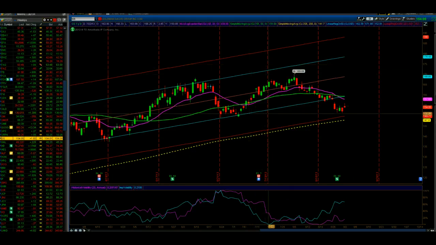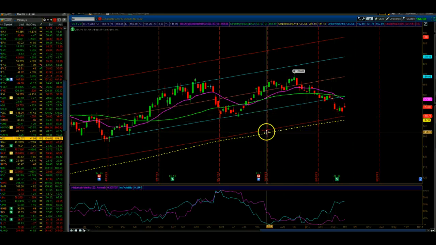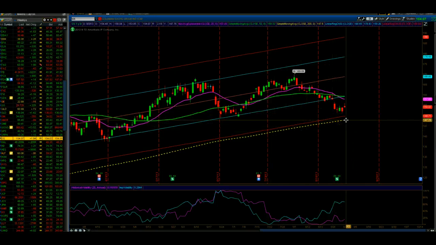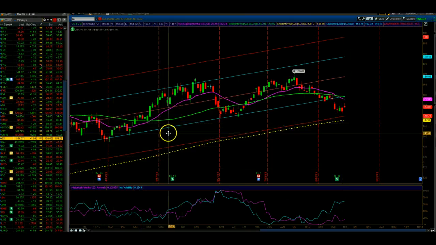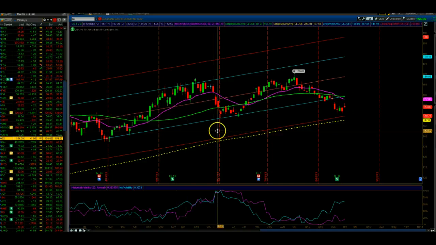And on my chart I have two linear regression channels, a 50 and 100 period linear regression channel, and we can see the dotted line here is my 200 period moving average, which is my line in the sand. This should hold as major support, as Goldman hasn't violated its 200 moving average in some time now.